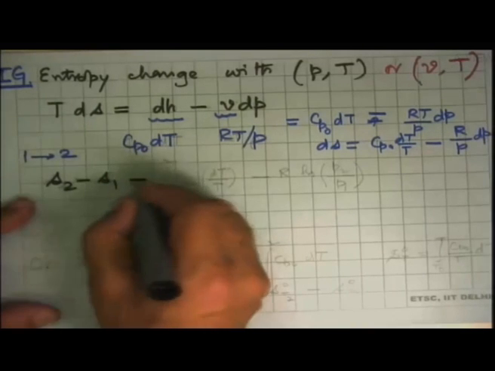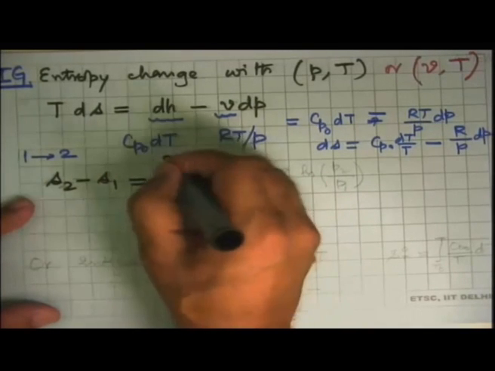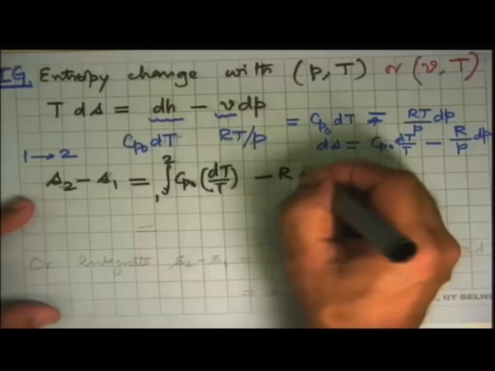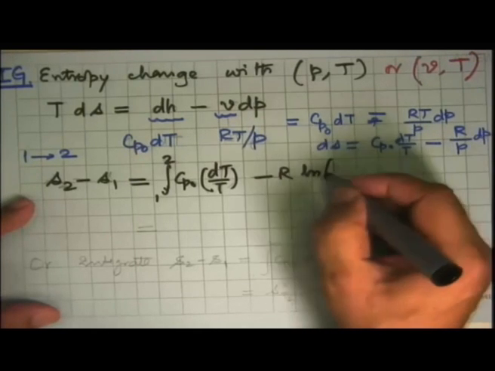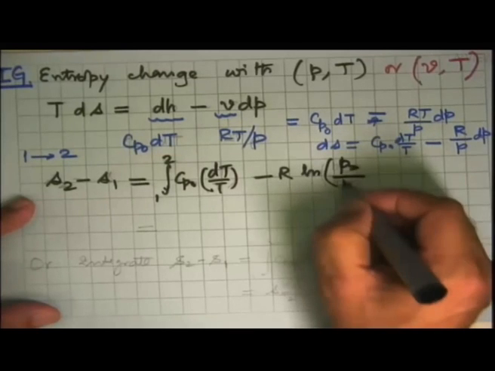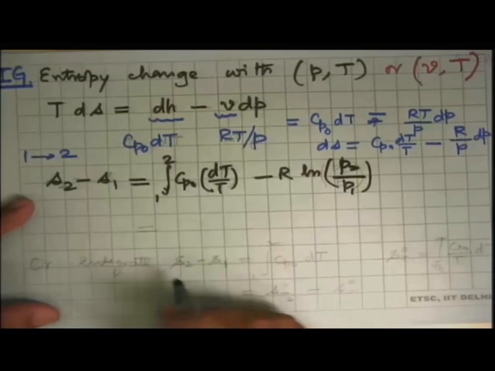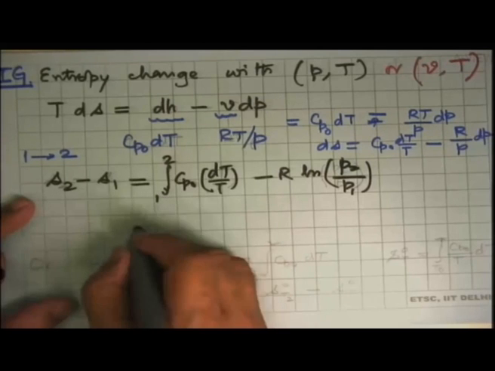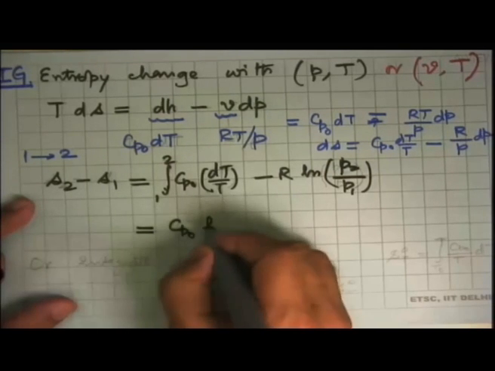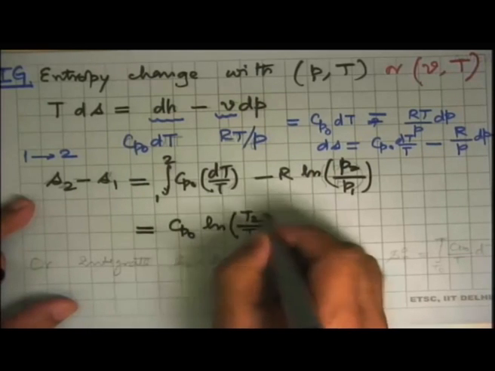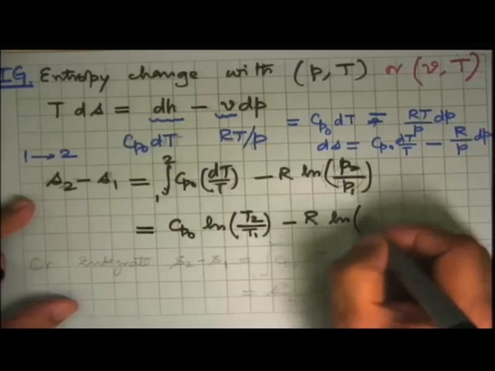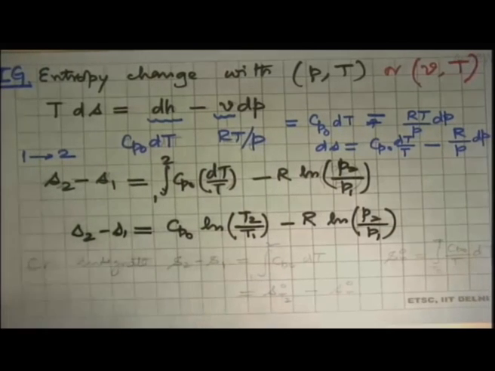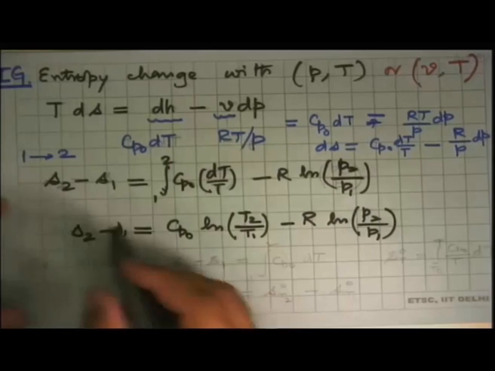and we can just look at it and know what the answer looks like. S2 minus S1 will be the integral from 1 to 2 of Cp0 dT upon T minus R ln P2 upon P1. This term has no problem, it is straightforward, R is constant, we take it out. And if Cp0 is constant, this final equation becomes Cp0 ln T2 upon T1 minus R ln P2 upon P1. And that is the equation that we have been looking for.